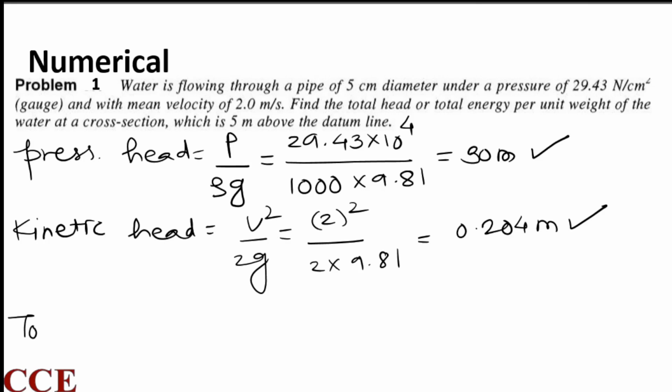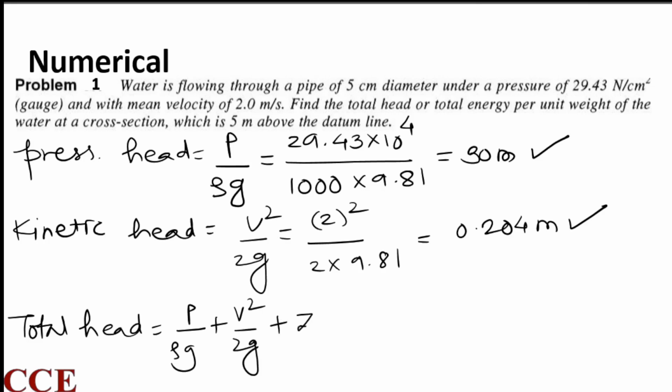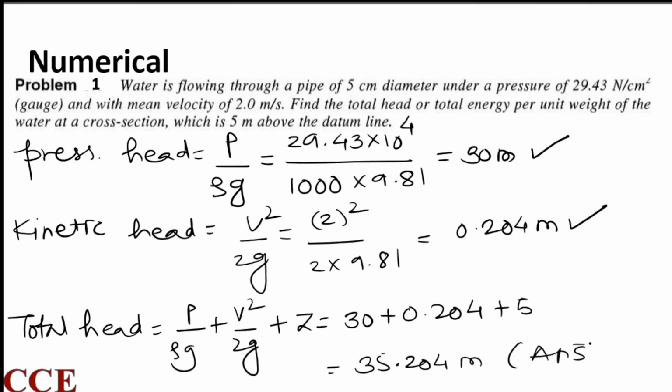So the total head will be the summation of all these heads. So P by rho G plus V square by 2G plus Z is equal to 30 plus 0.204 plus 5. So students, what is the answer? 35.204 meter is the answer.